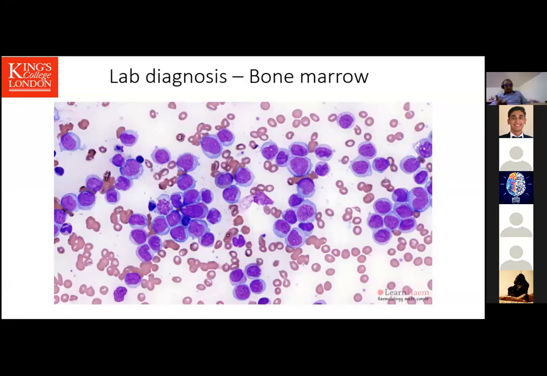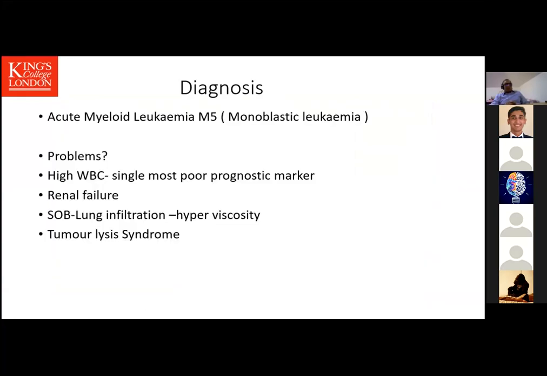So there is a clonal infiltration of the bone marrow by these nasty cells. This is what you call acute myeloid leukemia, M5. I'll tell you what M5 means, but in terminology, it is a monoblastic leukemia. So whatever you're looking at were monoblasts.